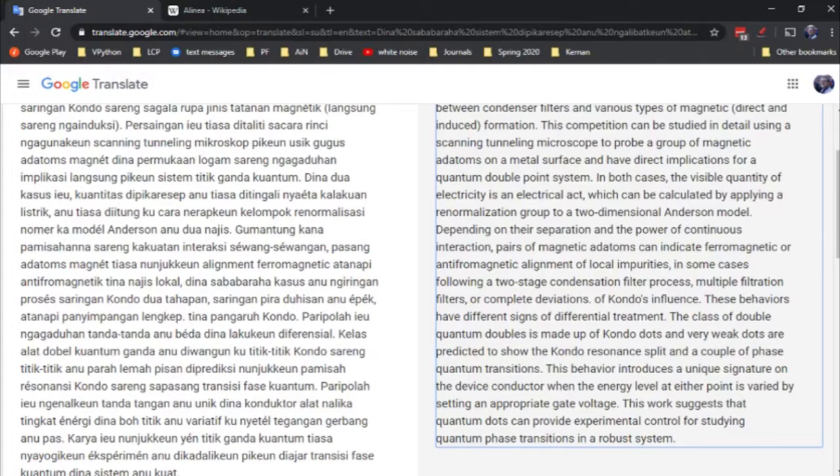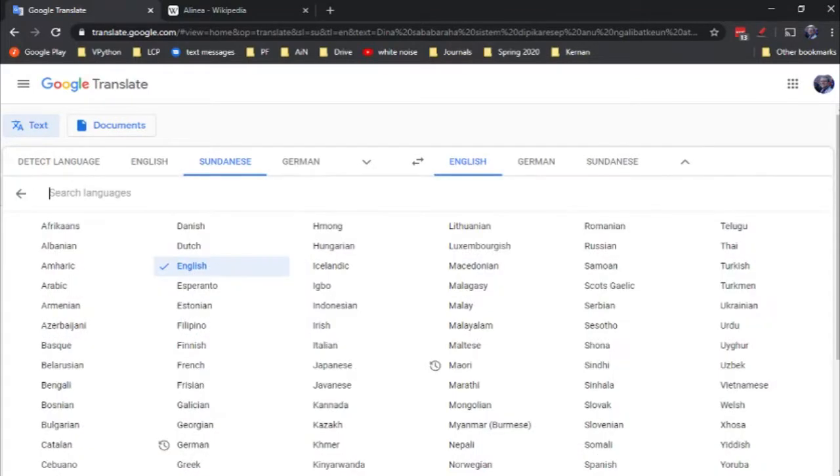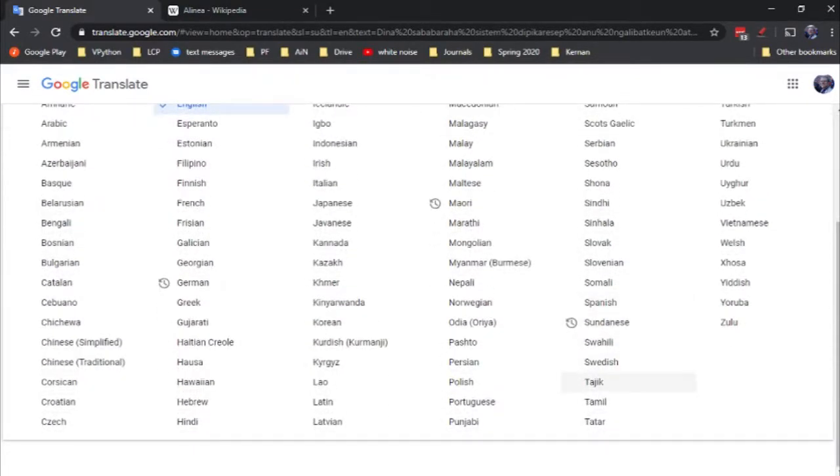The class of double quantum doubles, is made up of Kondo dots, and very weak dots are predicted to show the Kondo resonance split and a couple of phase quantum transitions. This behavior introduces a unique signature on the device conductor when the energy level at either point is varied by setting an appropriate gate voltage. This work suggests that quantum dots can provide experimental control for studying quantum phase transitions in a robust system. Surprisingly, that didn't lose a whole lot. Let's see how badly we can destroy this.